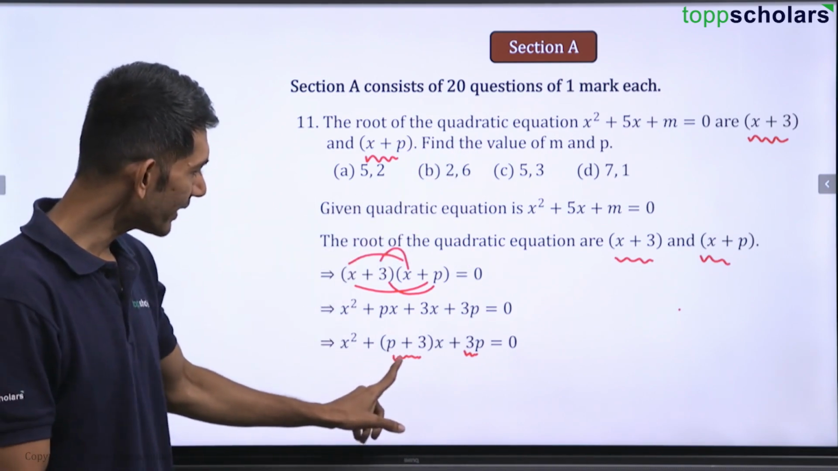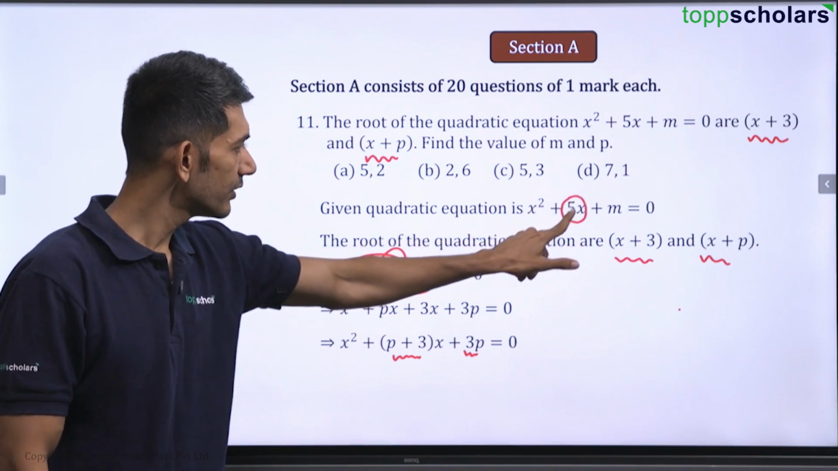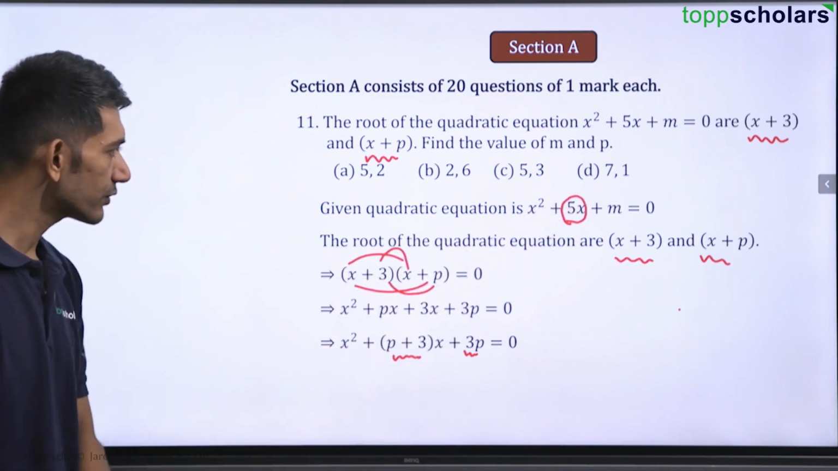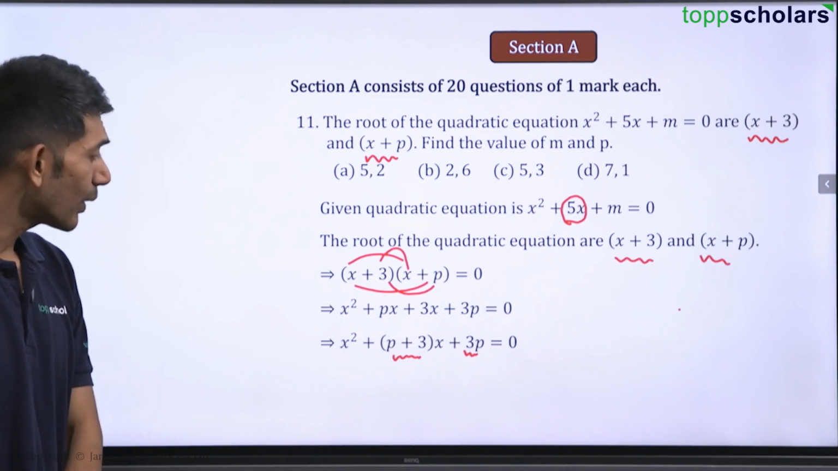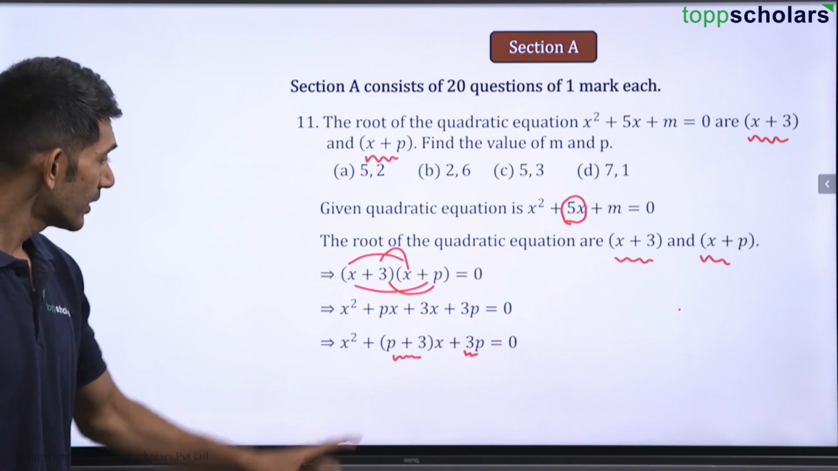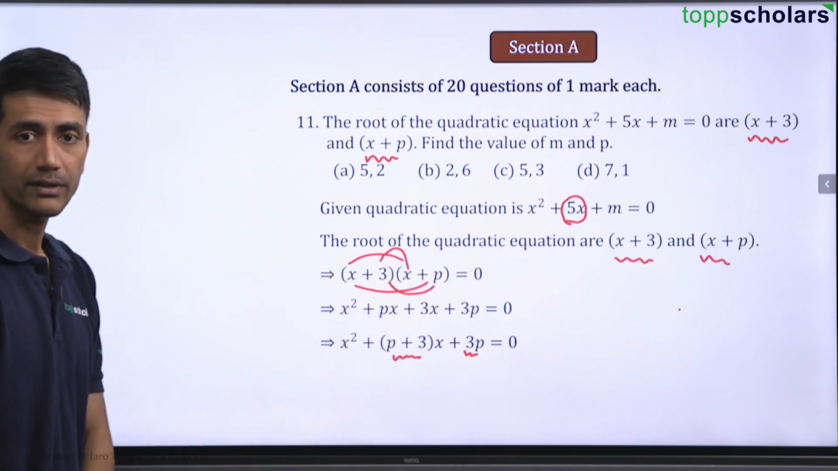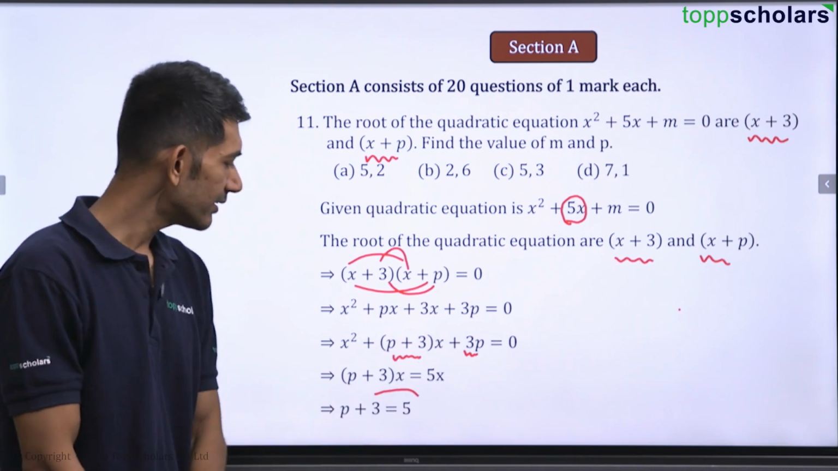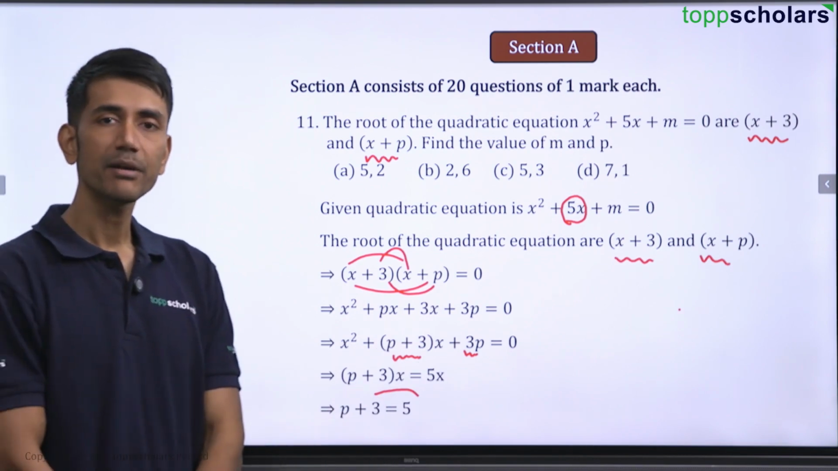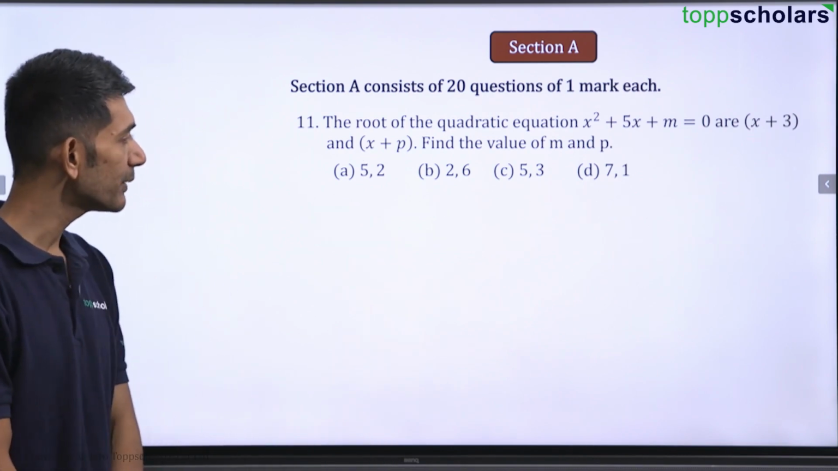Now we are supposed to find out the value of m and p. But can we equate this with this? See, this is the coefficient of x, this is the coefficient of x. So clearly we are going to get the value of p here. How are we going to get the value of p? P plus 3 is equal to 5. Correct? So put p plus 3 is equal to 5. Get 3 there. P is equal to 5 minus 3. 5 minus 3 is 2. So the value of p is 2.